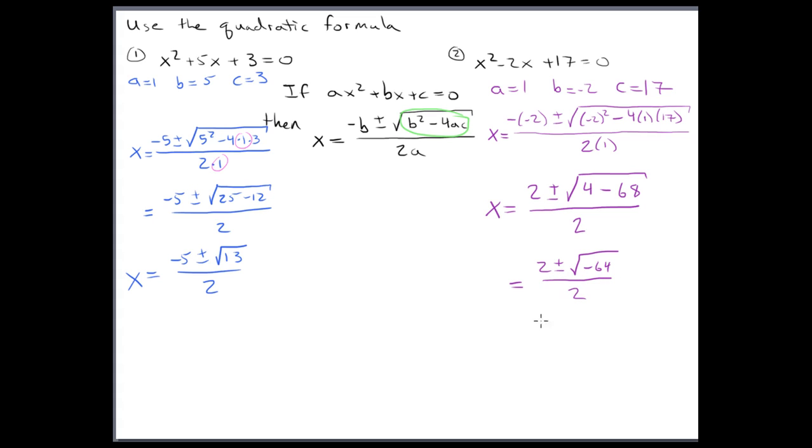That's divided by 2. The square root of 64 is, of course, 8, so this is 2 plus or minus 8i, right? We're going to take that negative, and this becomes an i, and then the 64 becomes 8. So we once again have 2 plus or minus 8i divided by 2, and we can divide both of these. 2 divided by 2, we can divide 8 by 2, so we'll get 1 plus or minus 4i, and that's going to be equal to x.